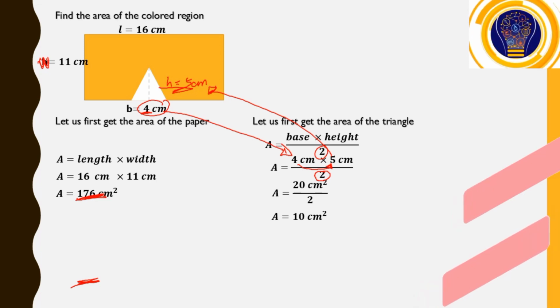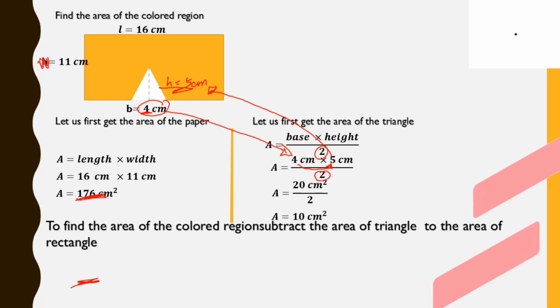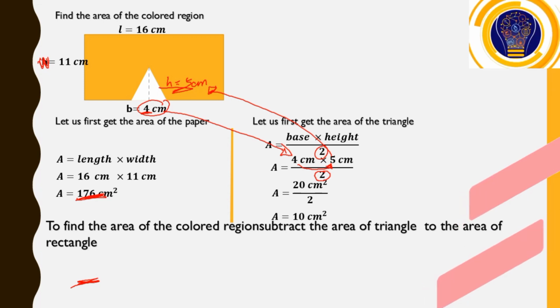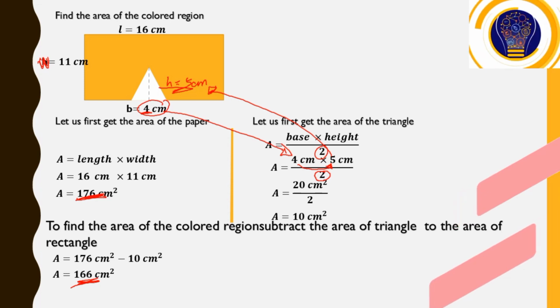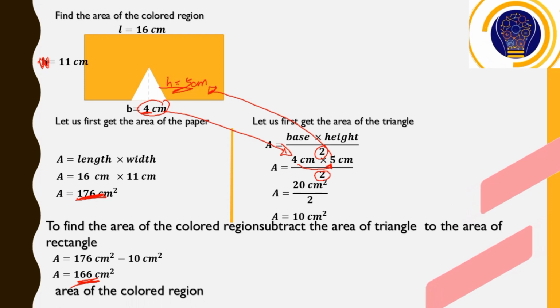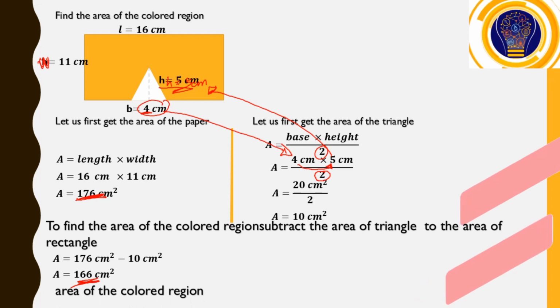So, meaning, yung triangle na yan ay 10 centimeters squared. Ibabawas natin siya dito sa area ng papel. So, to find the area of the colored region, subtract the area of the triangle from the area of the rectangle. And that is 176 centimeters squared minus 10 centimeters squared. The remaining area of the colored region is 166 centimeters squared. So, itong nakikita nyo na dilaw na natira, ito yung area niya nung gumupit tayo ng triangle. Ayan. So, ngayon lumabas yung height, which is 5 centimeters.